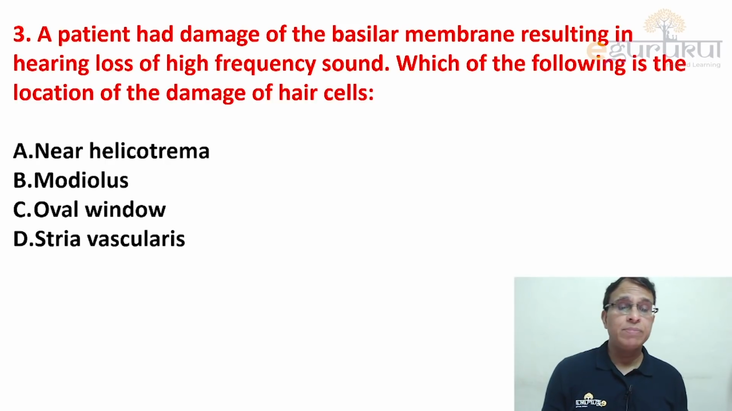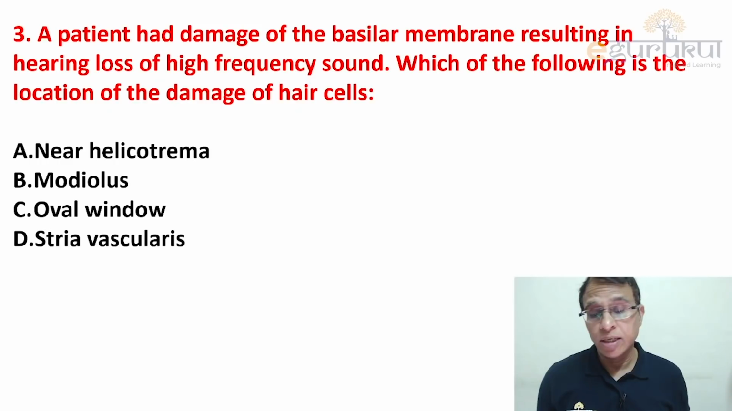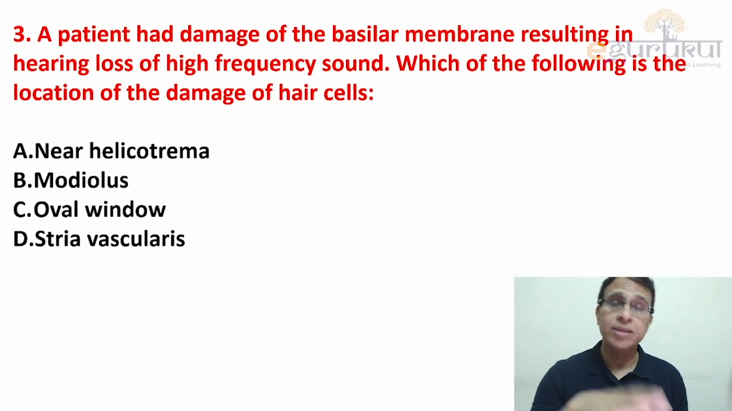A patient had damage of the basilar membrane resulting in hearing loss of the high frequency sound. Which of the following is the location of the damage of the hair cell? Now this was again an anatomy related question, of the inner ear this time. So 3 questions from the anatomy of the ear. One was about the tympanic membrane image, second was middle ear, and third is inner ear.